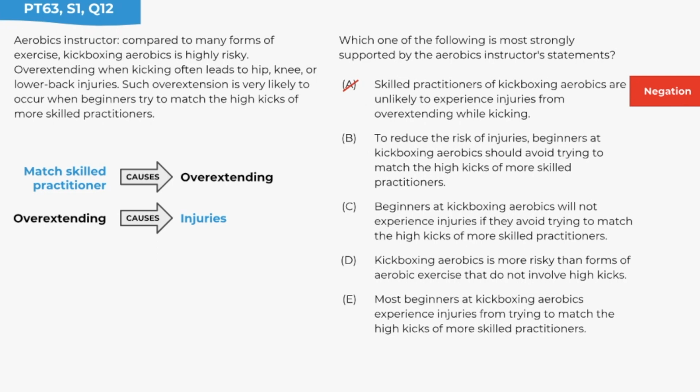Answer choice C says that beginners at kickboxing aerobics will not experience injuries if they avoid trying to match the high kicks of more skilled practitioners.